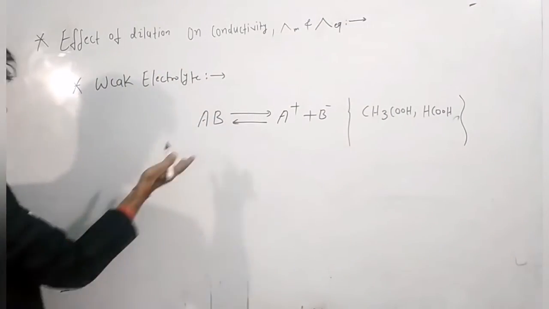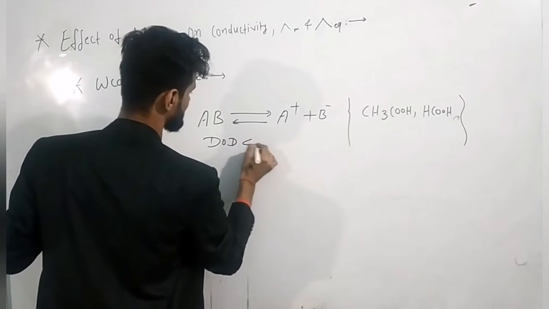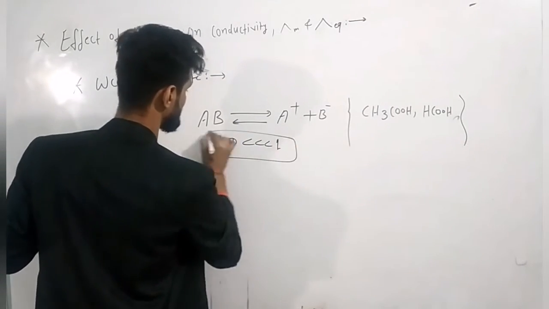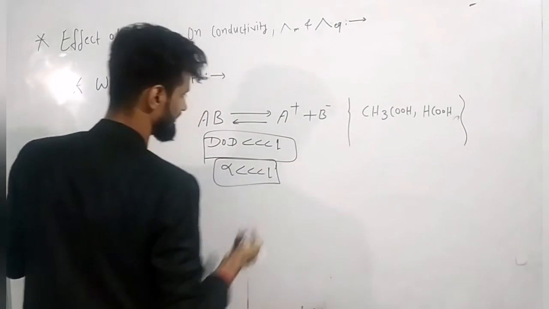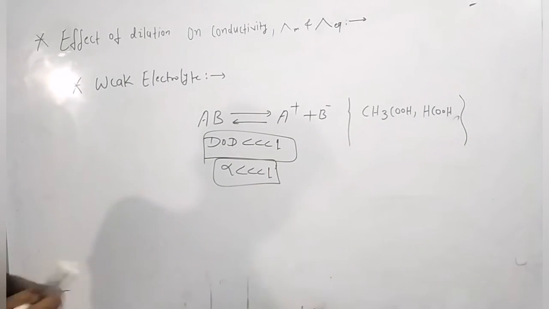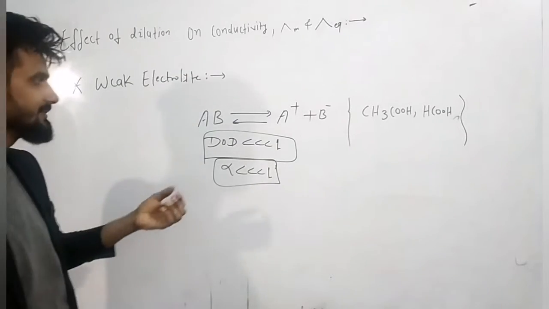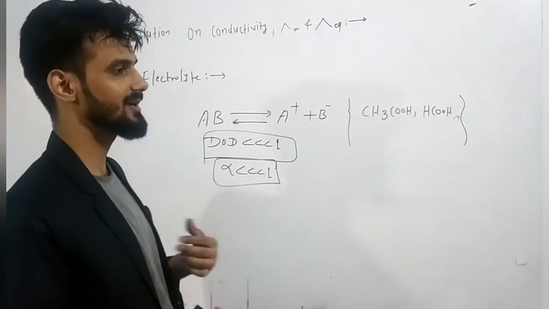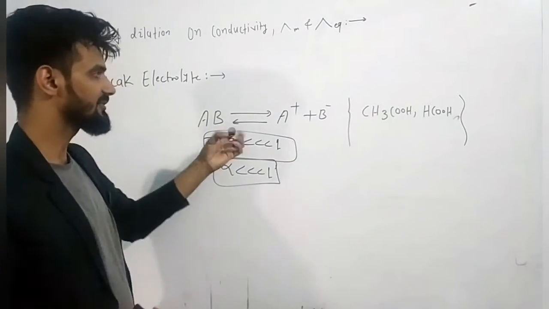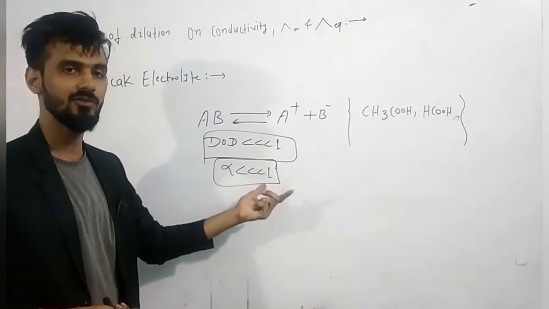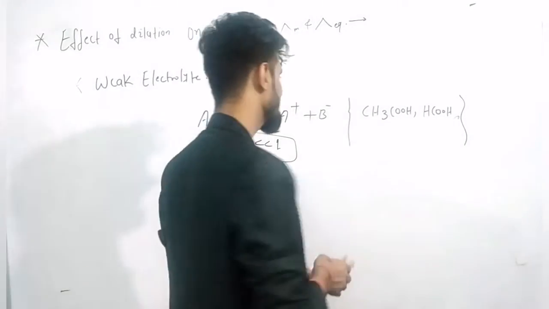Now understand one thing. It's feebly dissociable. The degree of dissociation for weak electrolyte is very less than 1, so alpha will be very less than 1. If you have a little bit of knowledge about ionic equilibrium, then you can understand that if you dilute the weak electrolyte, the degree of dissociation increases. The value of alpha is getting increased. So if alpha is going to increase, then what will happen here?